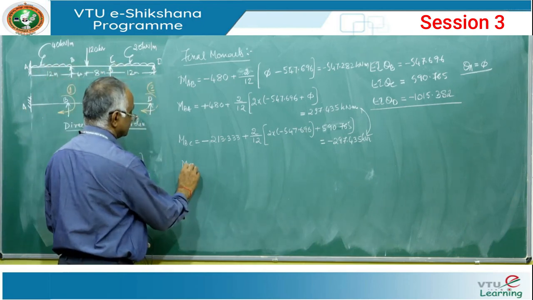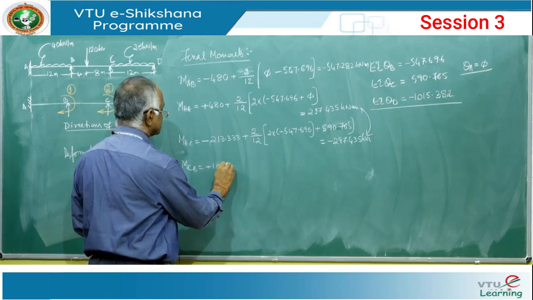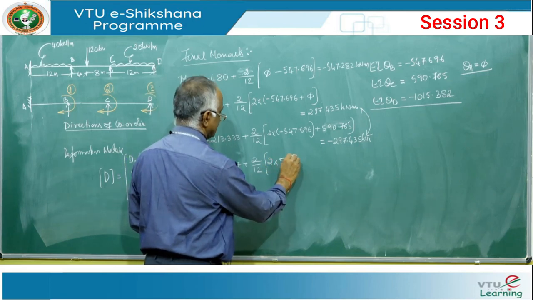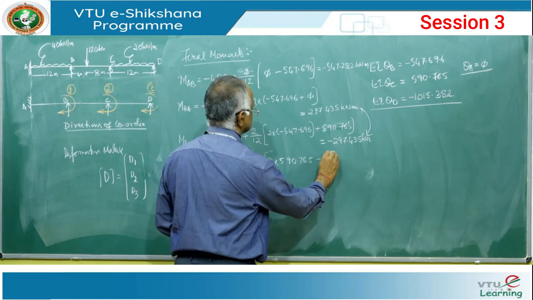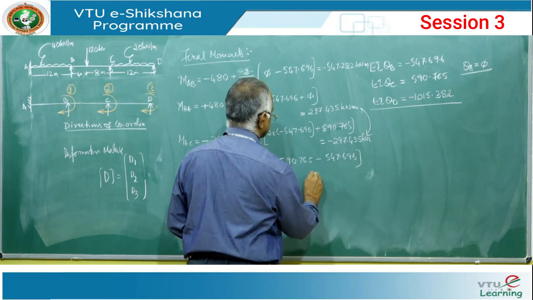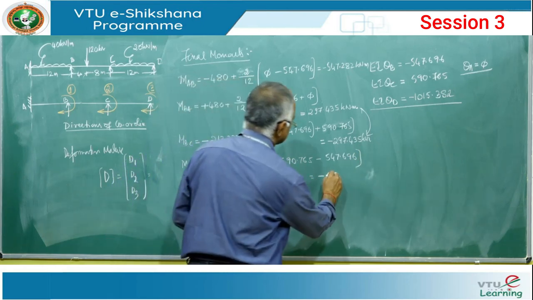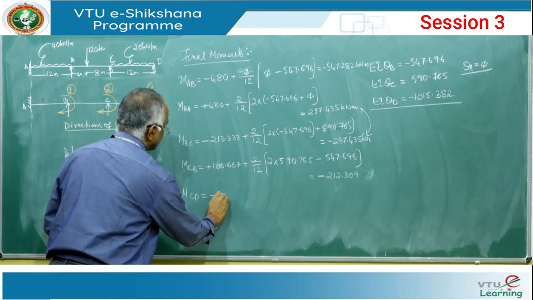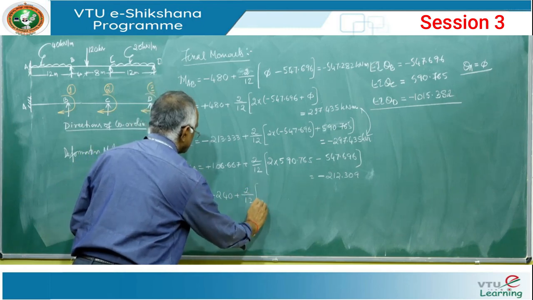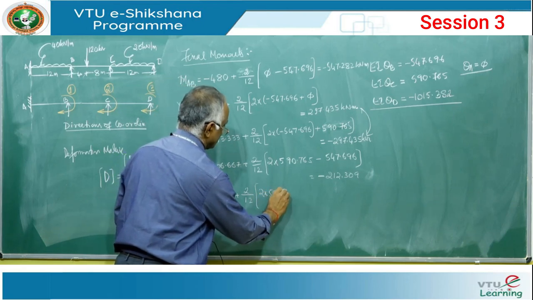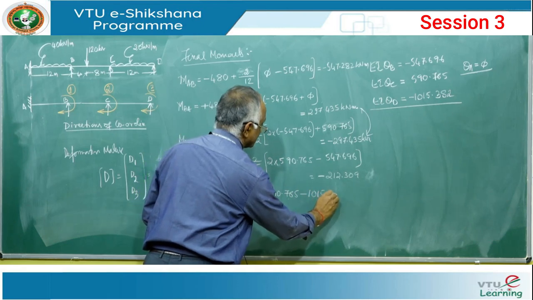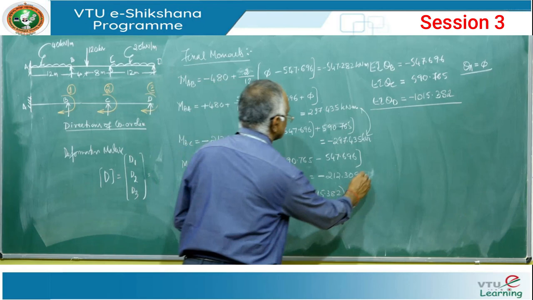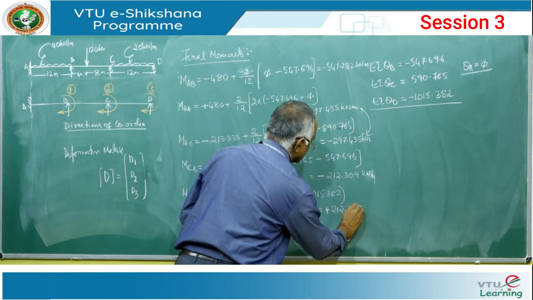Let me move to the other value of the same member, MCB. It is plus 106.667 plus 2 by 12. It is 2 times of theta C here, 590.765 minus of theta B, 547.696. MCB is 212.309. And MCD is minus 240 plus 2 by 12. 2 times of theta C, 590.765 minus 1015.382, that is EI theta D, that is equal to, it should be plus 212.309 kilonewton.